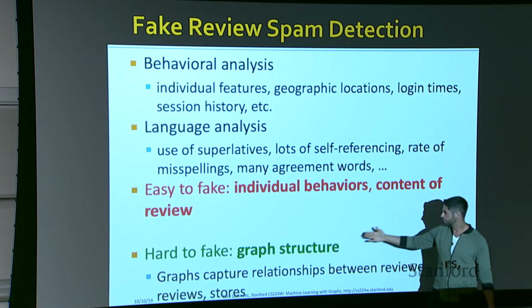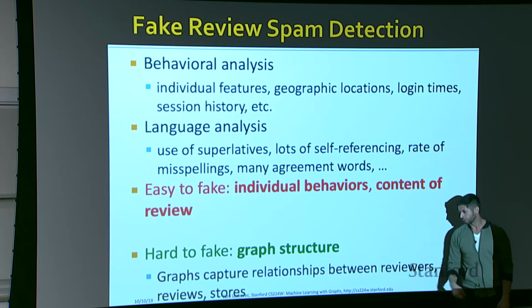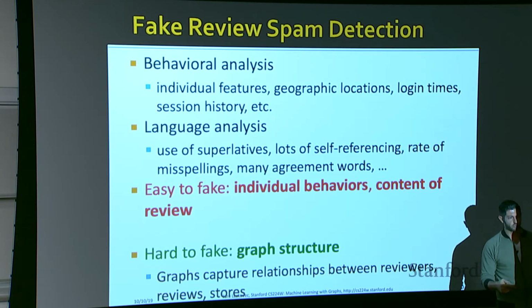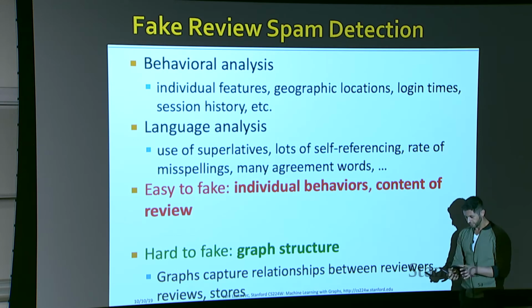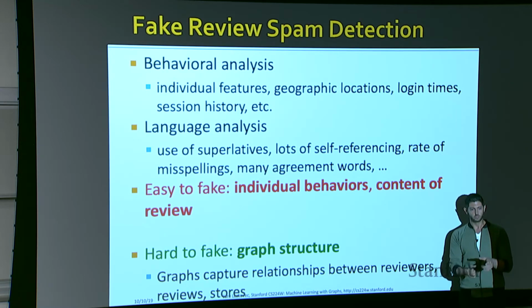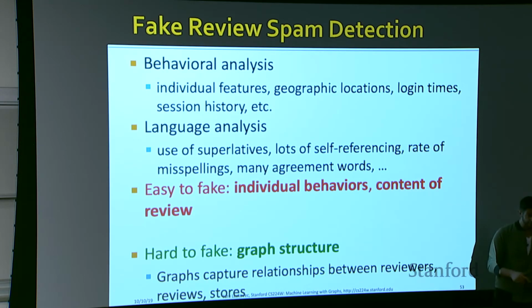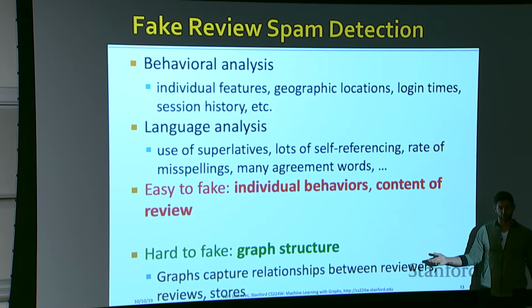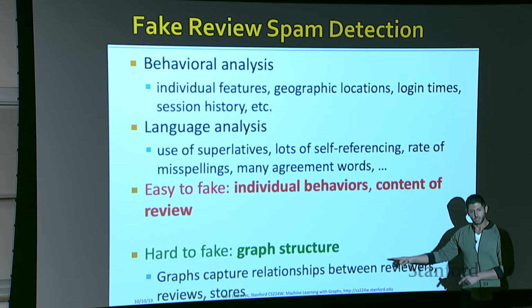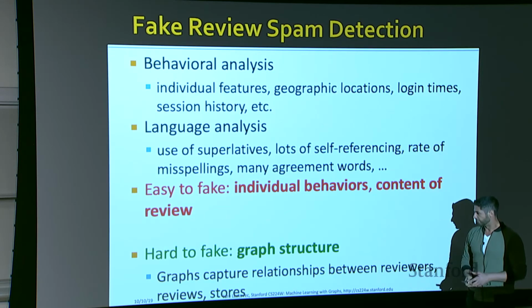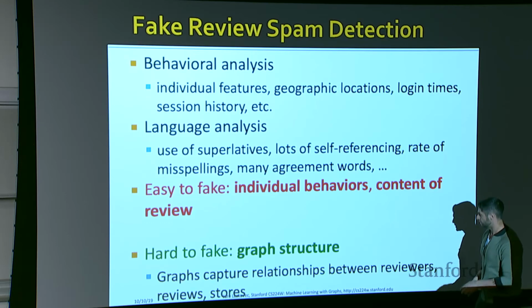Luckily, it's much harder to fake the graph structure. The graph structure captures the relationships between the reviewers, the reviews, the items, the stores, and so forth. So, as we were saying before, similarly to what web pages do, if they are malicious, they tend to link to each other. We see something similar also with reviewers. Basically they interact a lot with each other, or we see that people from similar areas and similar session histories all tend to be identified in a very small area of the graph.